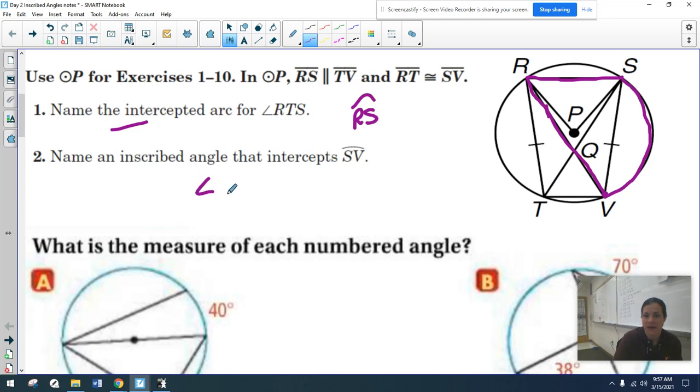When we're talking about the angle, we're talking about angle VRS. Whatever this arc is, let's say this arc was 120 degrees, then the angle would be 60. So it's always half.